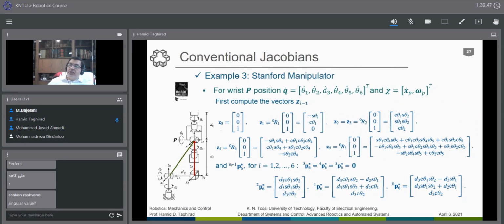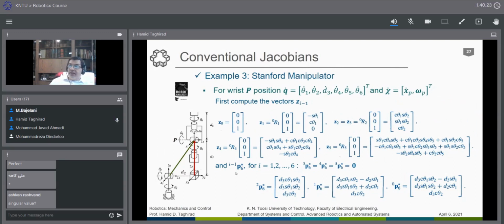Again, Z2 and Z3 are in this direction. In frame 2, they are 0, 0, 1. We just multiply it by R_2 with respect to 0, and bring it to the 0 direction. So the Z_i are found well. Z4 and Z5 are found also in the same way. They are quite long.